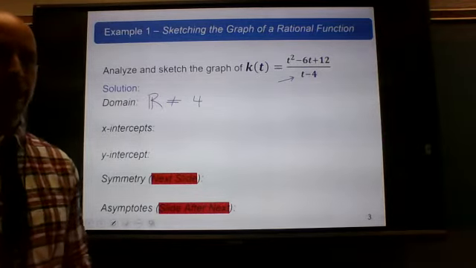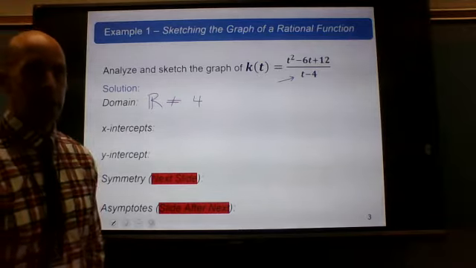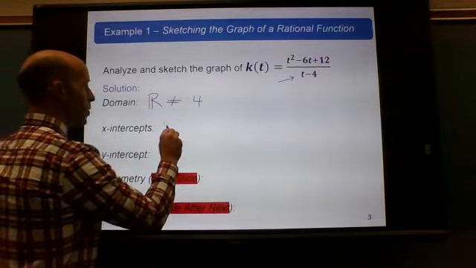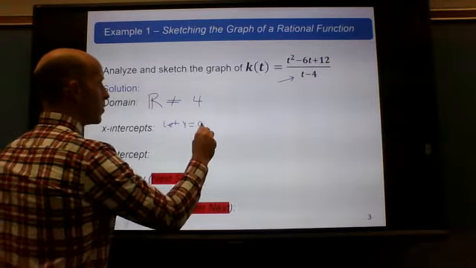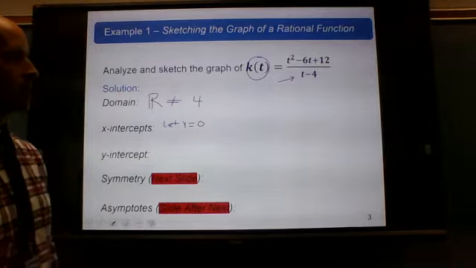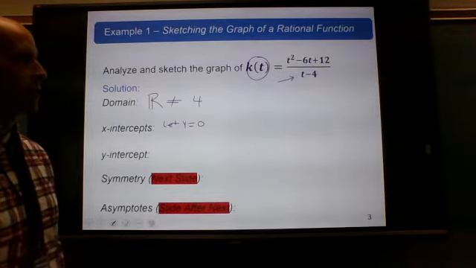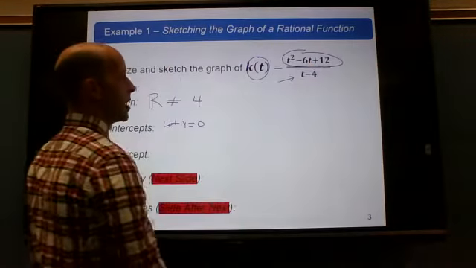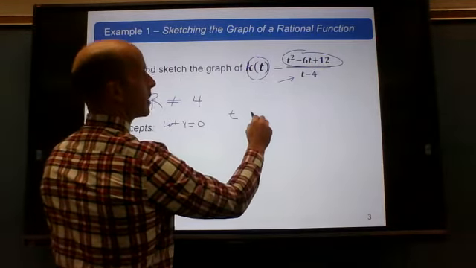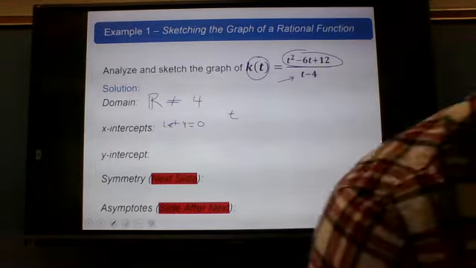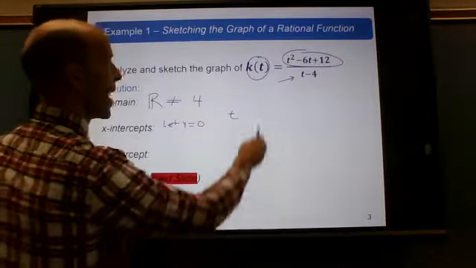X-intercepts. Now, this goes back to Algebra 1 or Algebra 2. To find an x-intercept, we're going to let y equal 0. In other words, this here would be equal to 0, and we would try to figure out where this function would be equal to 0. And the way that you would do that is you would look at the numerator here. We just need to factor this numerator.